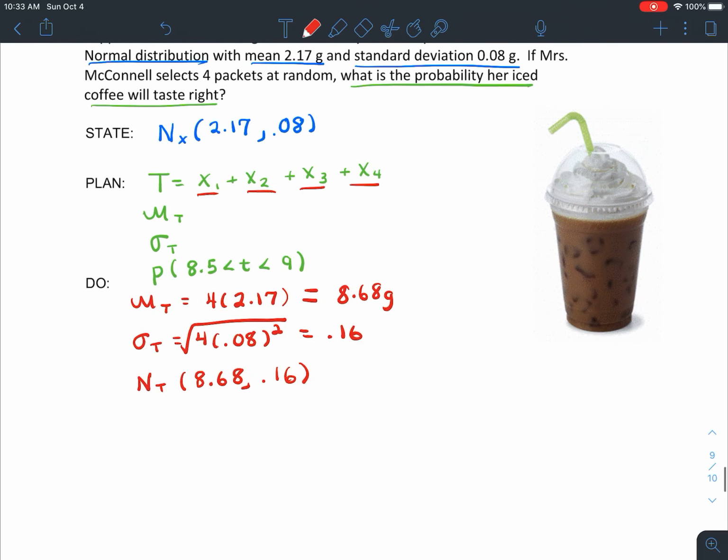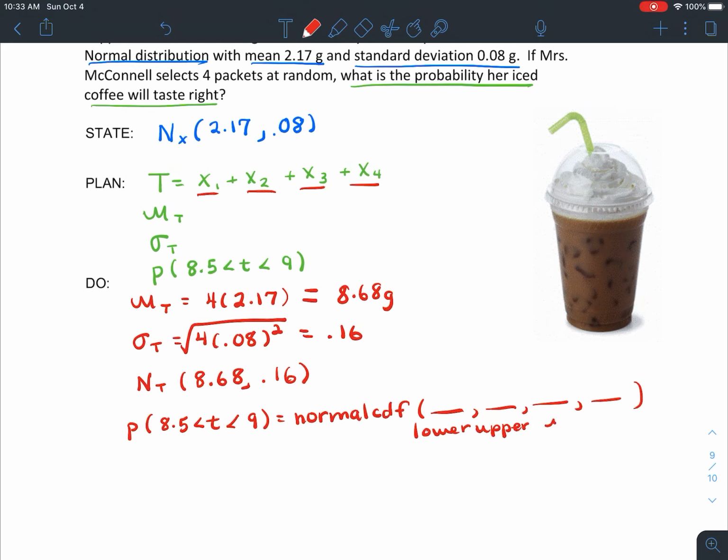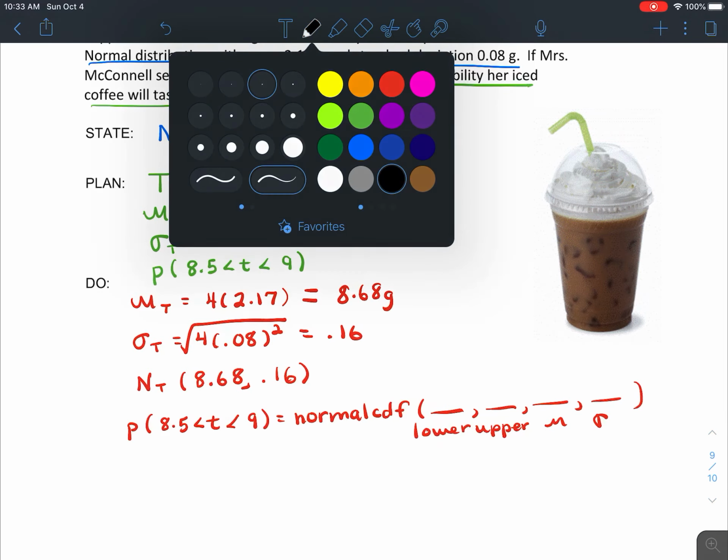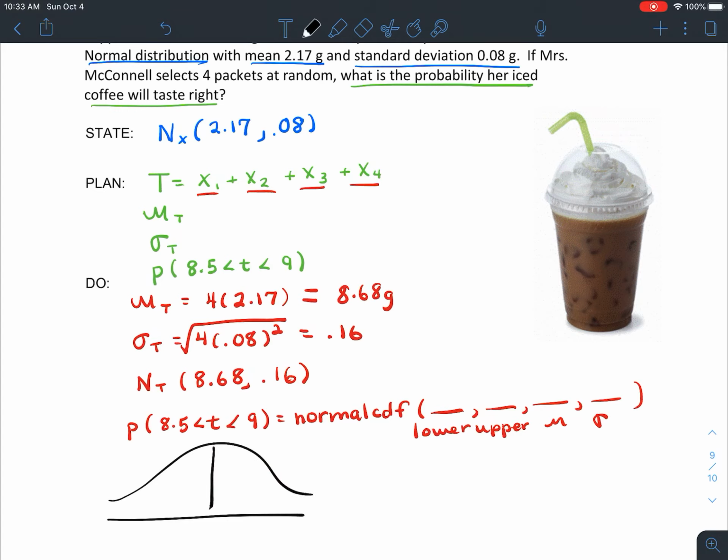I'm going to put this together. The shape should stay the same as the original shape of a single packet of sugar, so the shape of the random variable T is approximately normal. 8.68 is the new center, 0.16 is the new standard deviation. And now I'm going to find the probability that the total amount of sugar from those 4 randomly selected packets of sugar would in fact be somewhere between 8.5 and 9 grams of sugar. So I'm going to put my labels under my calculator inputs here.